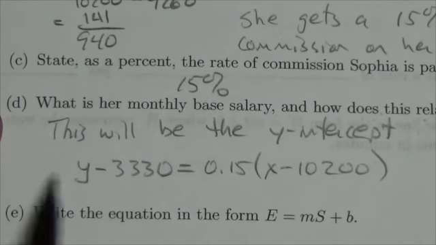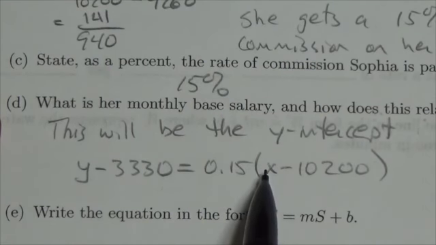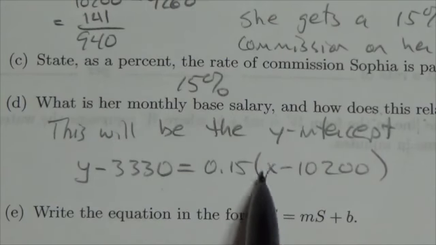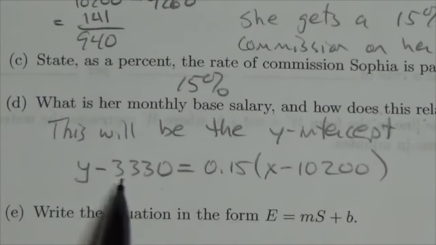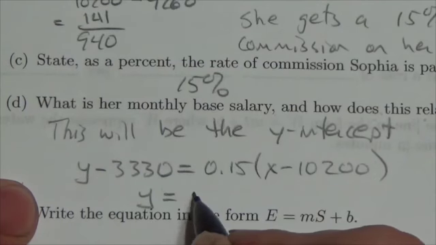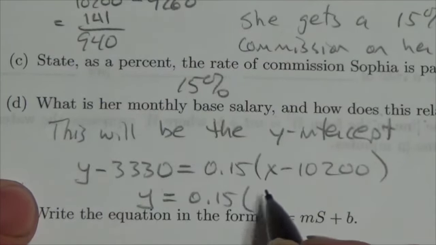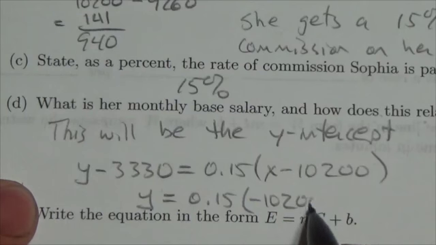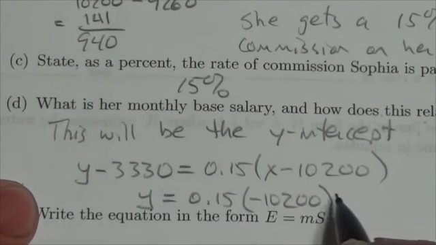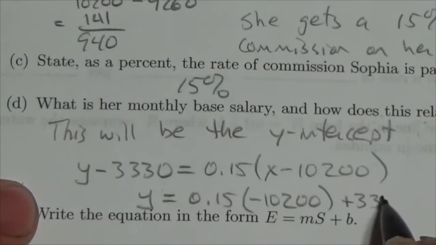Okay, now I am going to be a little bit lazier here than I might have been in the past. I'm looking for the y-intercept, okay? The y-intercept occurs where x is equal to 0. So I'm going to make x 0, bring over this 3,330, and solve for that real quick. So y is equal to 0.15 times negative 10,200, because I went 0 minus that, because I'm letting x go to 0, and then I'm going to add the 3,330.